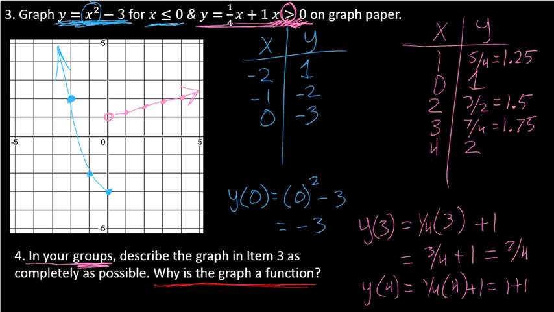Is it a function? The answer is yes. Why is the graph a function? Because again, I can draw a vertical line anywhere on this graph, and it'll never intersect the graph more than once. Okay, so it passes the vertical line test, just like the last one did. So what are some things we notice about it?